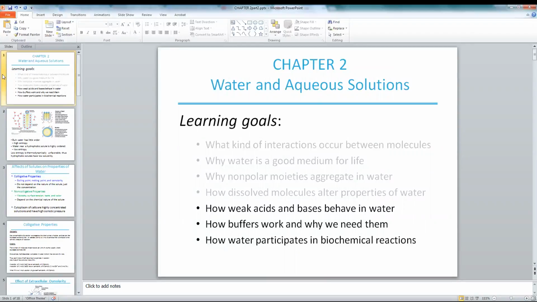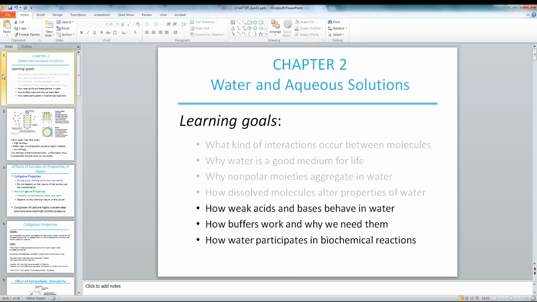Today we're going to take a look at the second part of chapter 2, and that means we're still looking at water and aqueous solutions, but we're going to pick up where we left off and start to explore weak acids and bases and the way they behave in water, as well as how buffers work, why it's important that we have them, and then how water is going to participate in some biochemical reactions.